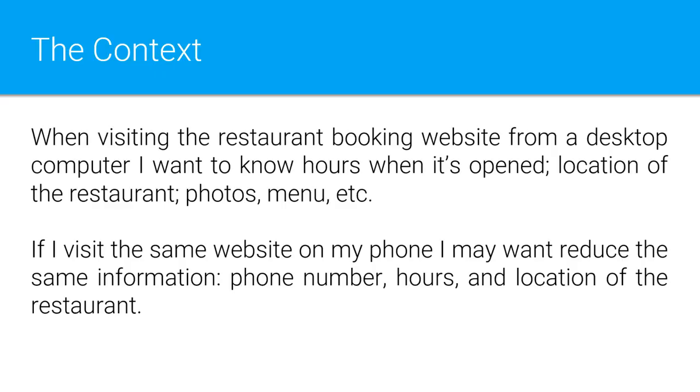Okay, let's take a restaurant booking as an example. When visiting the restaurant booking website from a desktop computer, there is a lot of information I want to know: hours when it's open, location of the restaurant, photos and menus to see if the price and ambience match my preferences, and so on. But if I visit the same website on my smartphone, I may want to reduce the same information, like to leave a phone number, hours, and location of the restaurant.